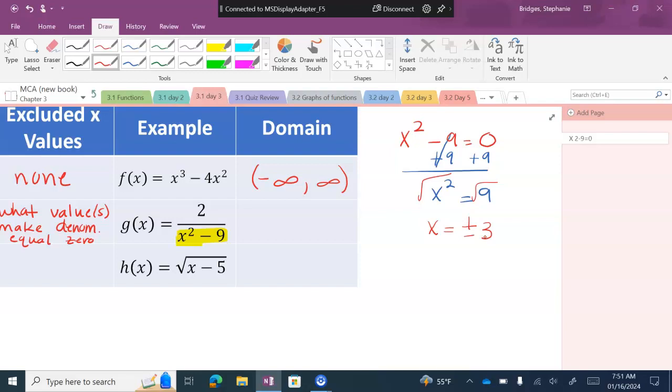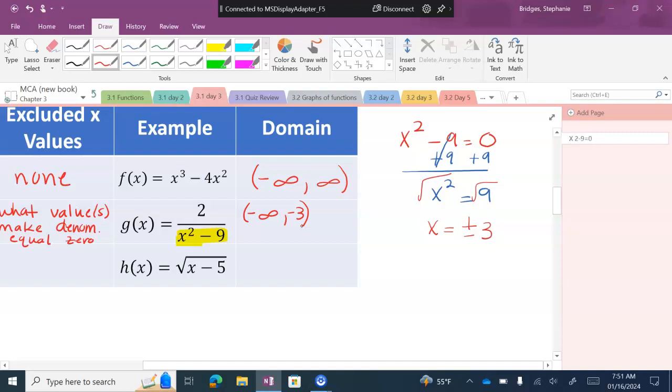Think about your number line. These are the two values that we cannot equal. What is the furthest number out here to the left? Negative infinity. And then what's the furthest number to the right? Positive infinity. So basically, we can have everything up to negative 3. So the first part of my domain is going to be parentheses, negative infinity to negative 3. I cannot equal negative 3, so I'm still using parentheses here.